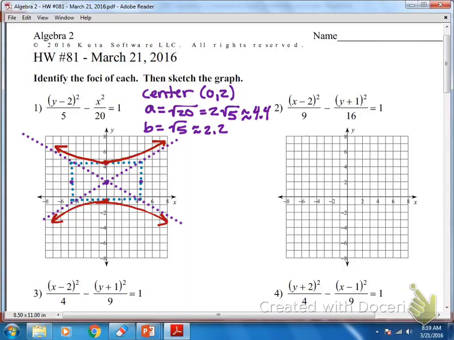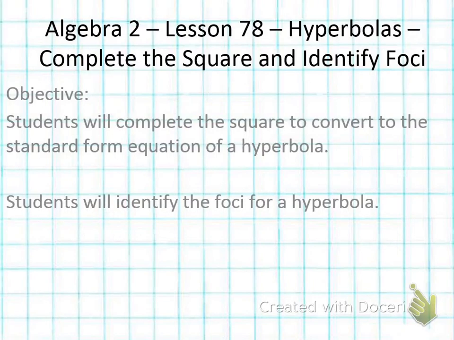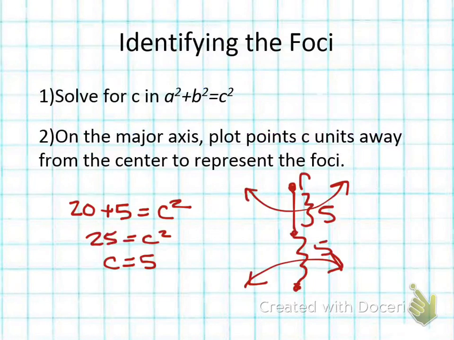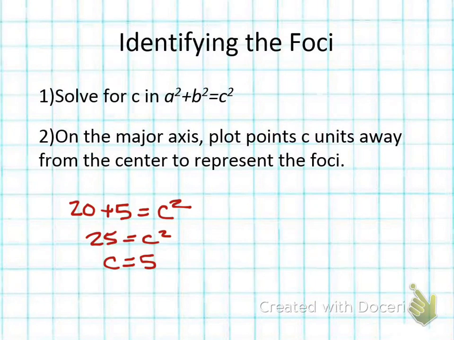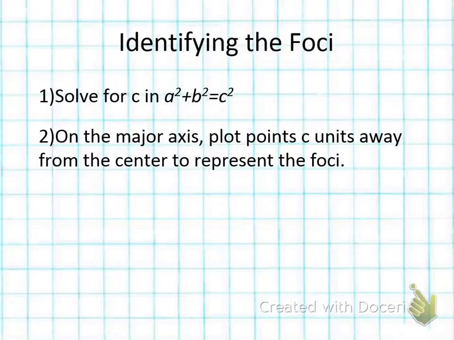And now it wants us to know the focus points, and we talked about back to the lesson. In order to identify the focus points, you have to solve for c in this equation. Okay, so you'd use a squared plus b squared equals c squared. A squared and b squared, remember, are just under the x and y terms in your standard form equation. So setting this up for problem 1 from the homework, we would have 20 plus 5 equals c squared, which is just 25 equals c squared. So c equals 5.